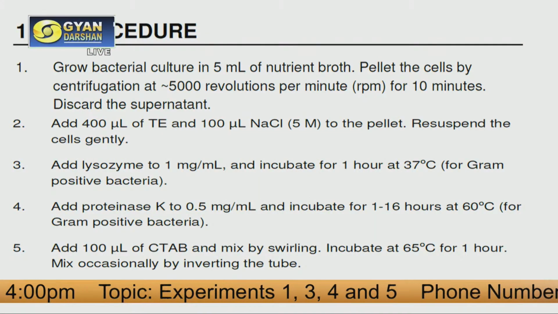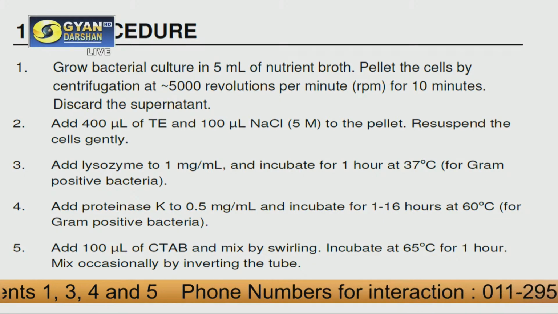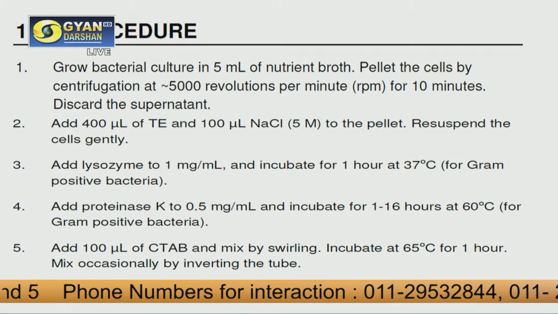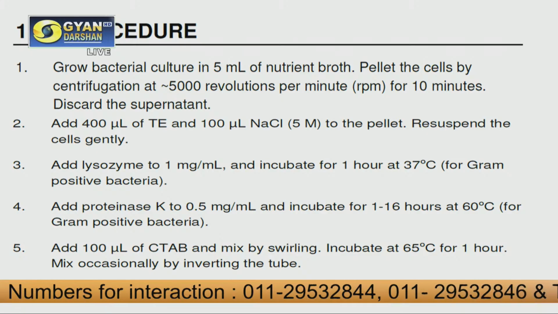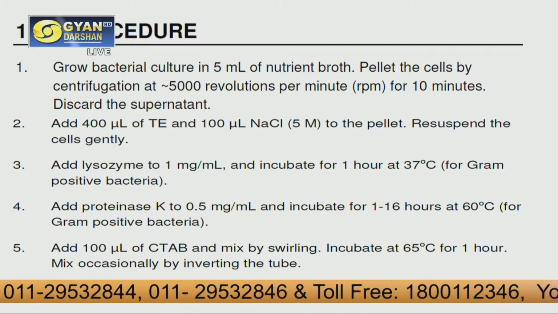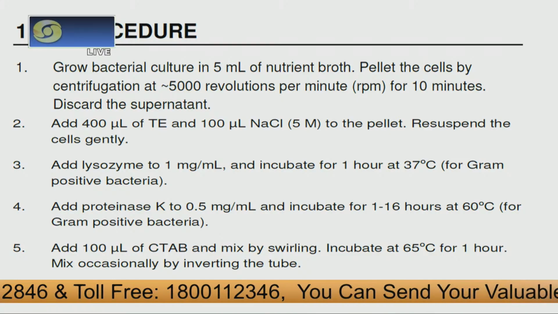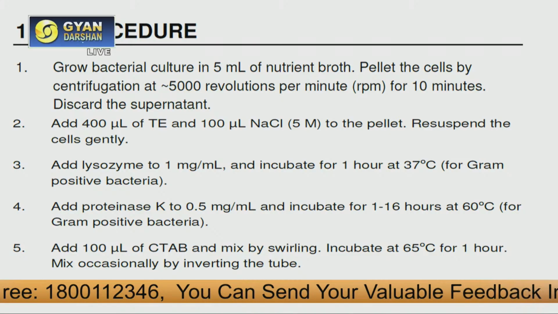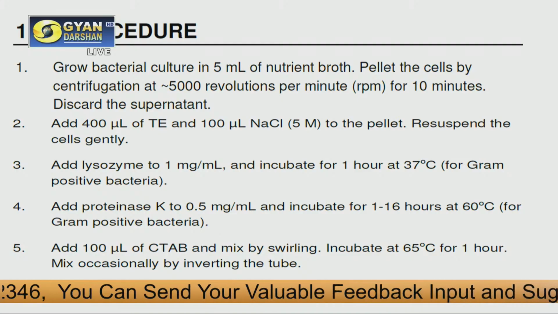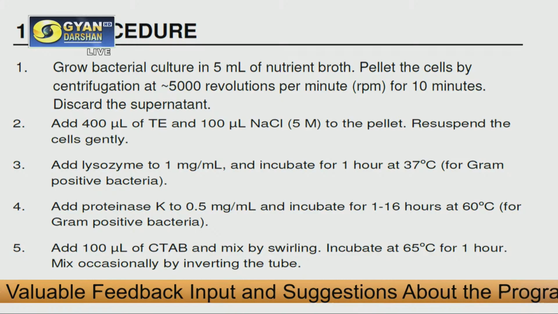So first what you have to do is grow the bacteria, because you are isolating it from bacterial cells. Grow the bacterial cell in 5 ml of nutrient broth. Pellet the cells by centrifugation at 5000 revolutions per minute for 10 minutes. So you are actually pelleting the bacteria, and then you are discarding the supernatant. So all the bacteria is now pelleted down.